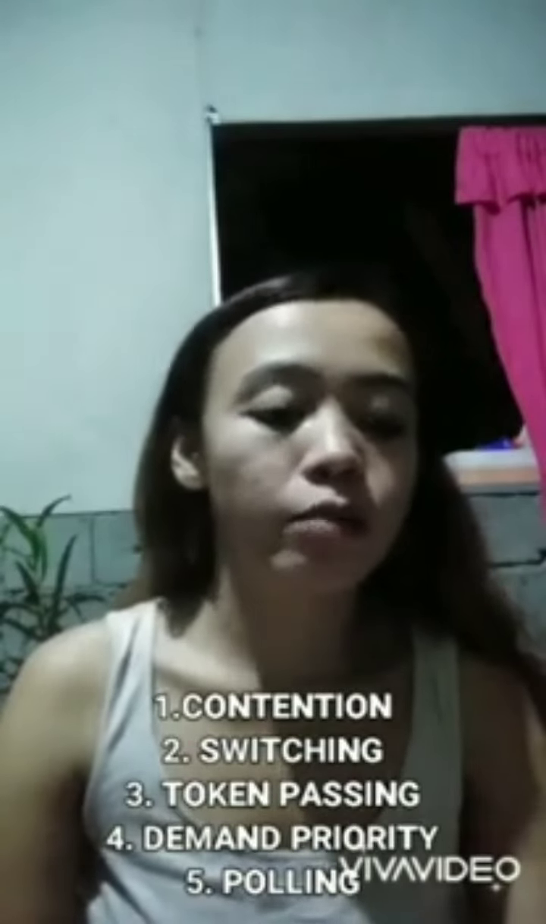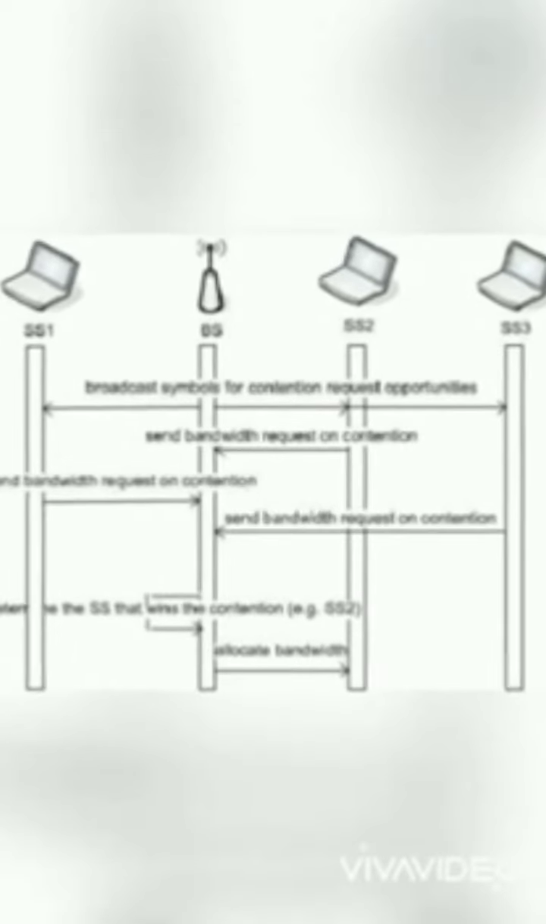Major access methods. Channel access is handled at the Media Access Control, or MAC, sublayer of the data link layer in the OSI model. There are 5 major types of channel access. First, contention. Second, switching. Third, token passing. Fourth, demand priority. Fifth, polling. The first major access method is contention.